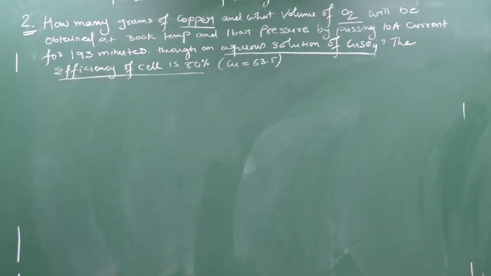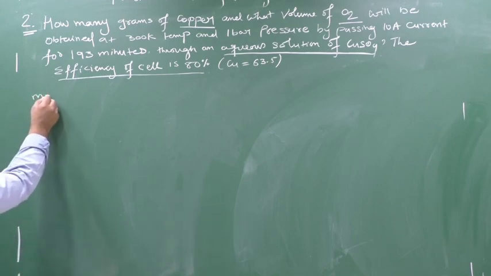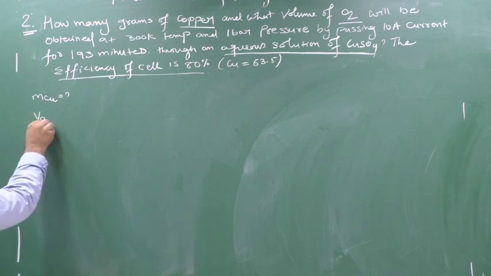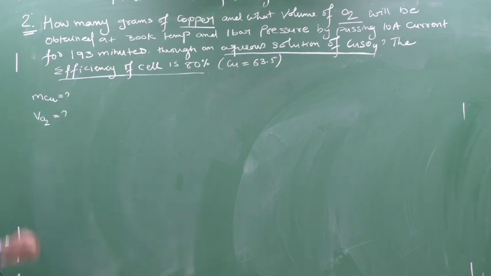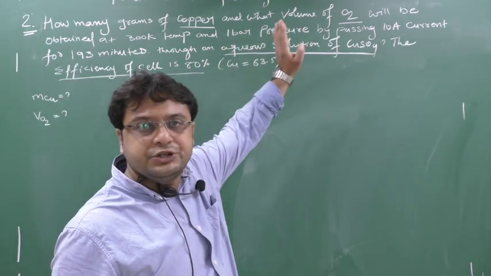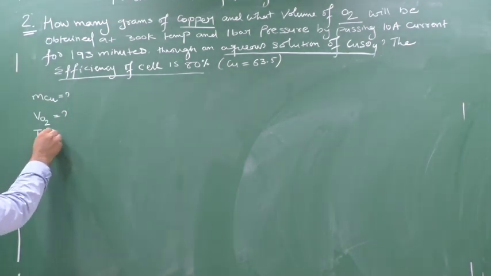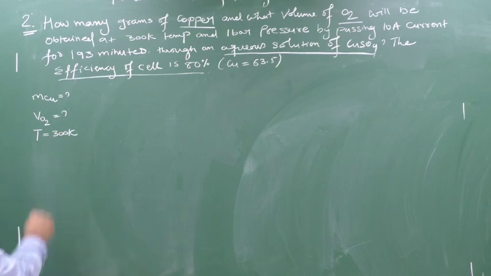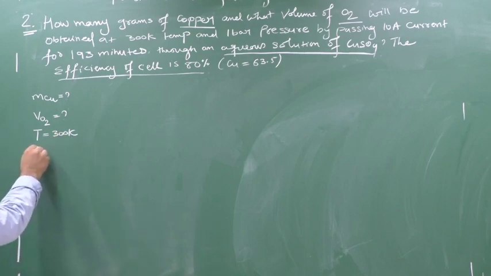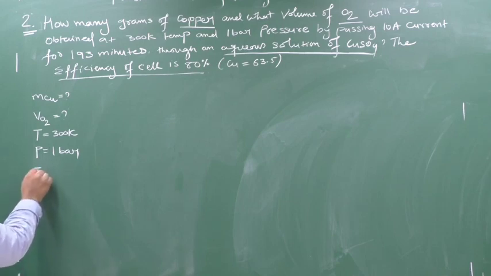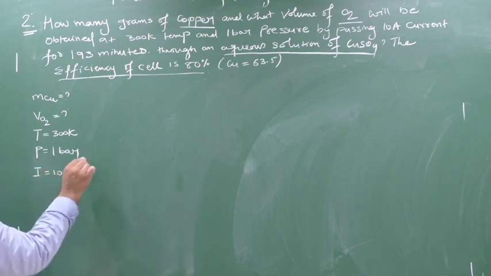So how many gram of copper? Copper means mass, because copper is a solid, so it will deposit in terms of mass. What volume of O2? So V of O2, because oxygen is a gas and gas will be calculated in terms of volume, and here they have clearly mentioned it will be obtained at 300 Kelvin temperature. 1 bar pressure means pressure they have given is 1 bar. By passing 10 ampere current means I they have given 10 ampere.